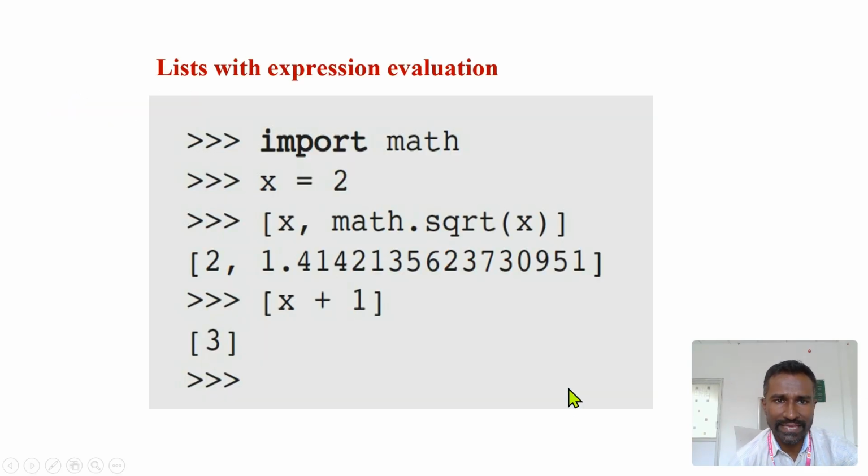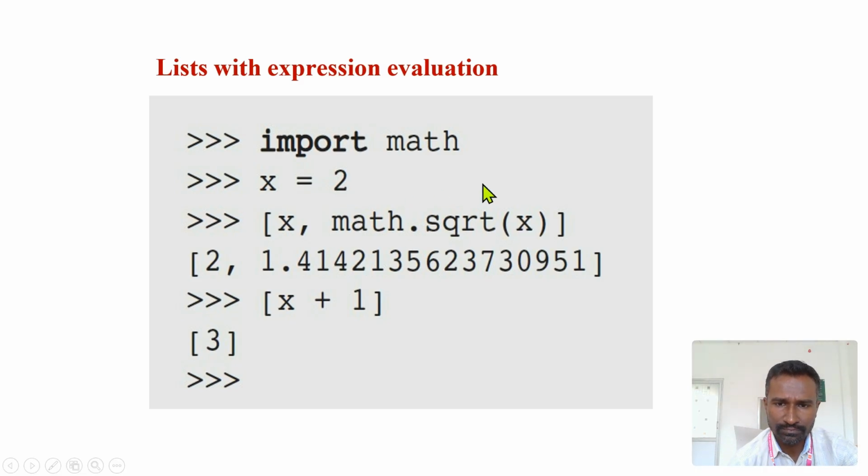So, list with expression evaluation. How can it be a numerical operation? Here, consider x is a variable that can be assigned an integer value, 2. Now I take the square root of that value: x comma math.sqrt of x, the square root of x.